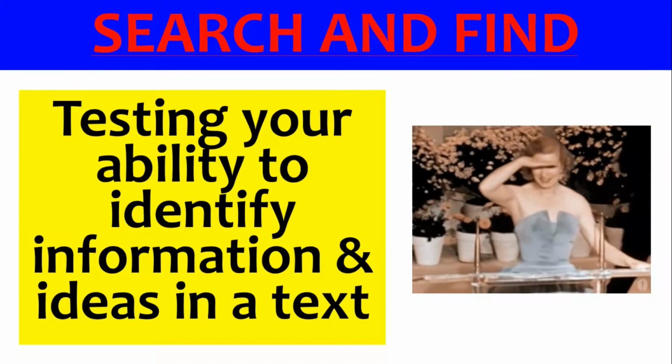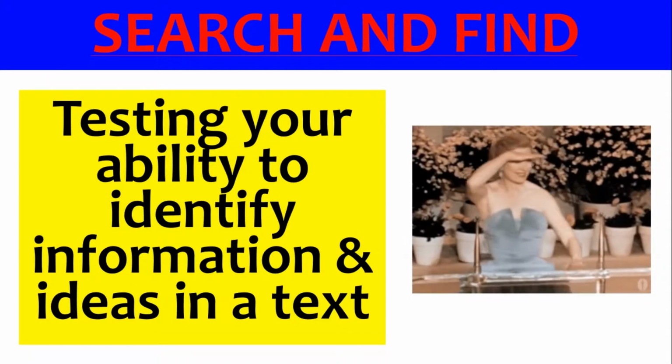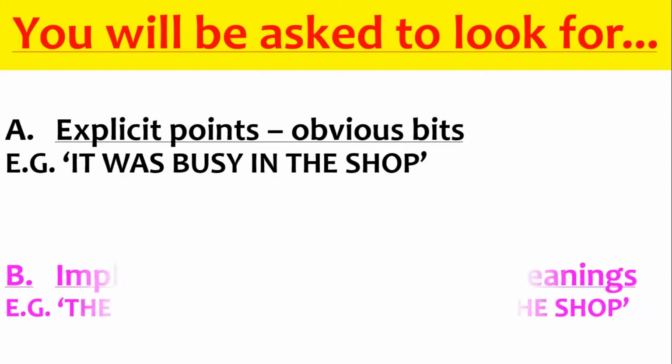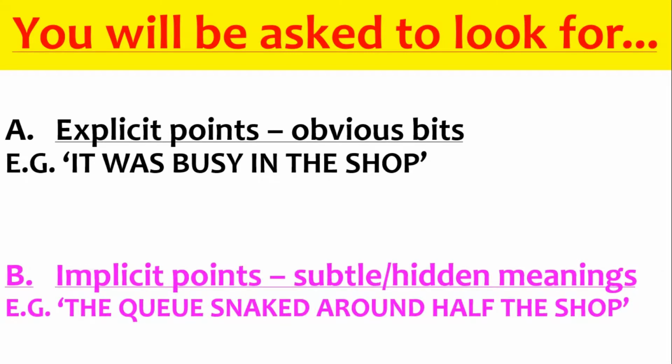This is a nice little question the exam board used just to get you into the exam, a little warm-up activity. You're going to be asked to look for explicit points, for example, it was busy in the shop, so something obvious. And then maybe implicit points, something not as obvious, for example, the queue snaked around half the shop. That's maybe a more subtle way of saying it was busy in the shop. But mainly it's going to be the explicit kind.